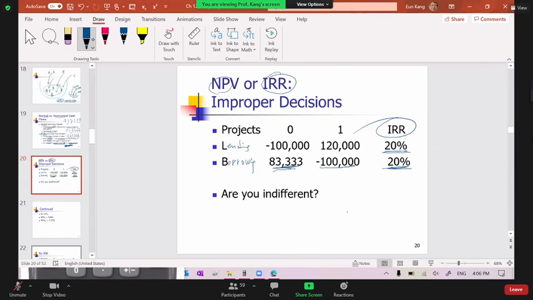Actually, so the answer is no. Why? You are getting 20%, but in borrowing, you are paying 20%, right? So the IRR may not be the right one. A higher number doesn't show that it's good, right? Because this one is actually minus 20%, because you are paying, right?